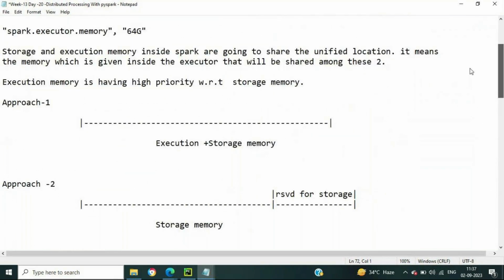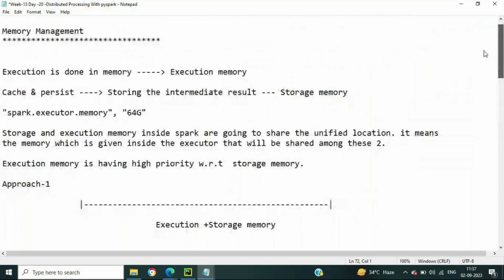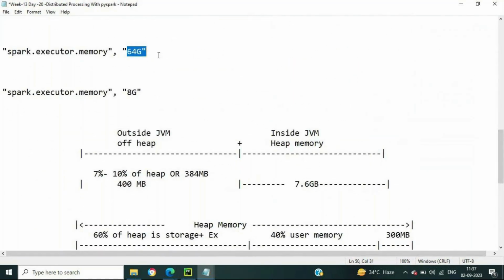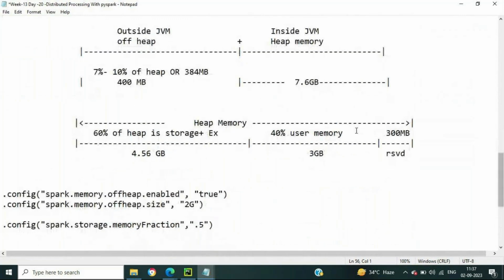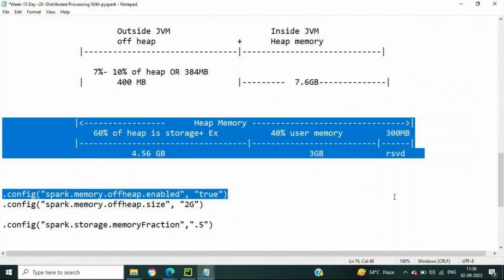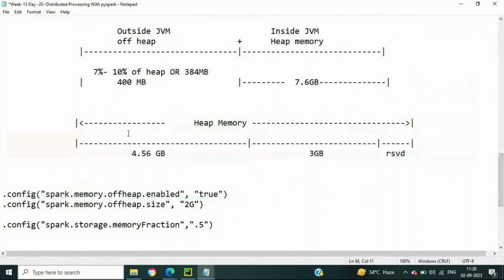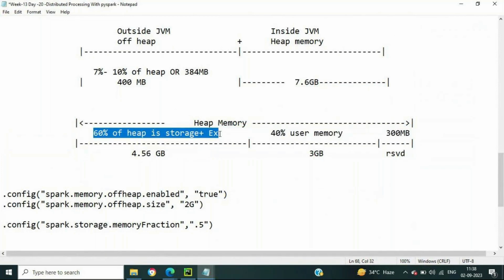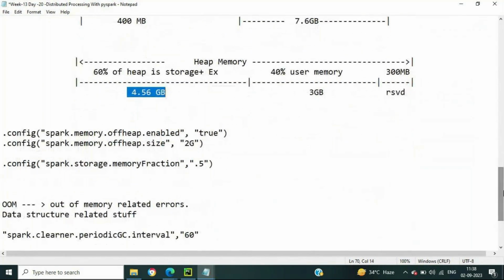Execution memory and storage memory. So it is not like, say, if we mention 64G, the entire 64 GB will be utilized for execution and storage. There is a certain calculation, and based upon that calculation we will be getting user memory, storage memory and execution memory, which will be responsible for the execution of our jobs. So that is memory management inside PySpark. Just have a look and ask if you have any doubt.